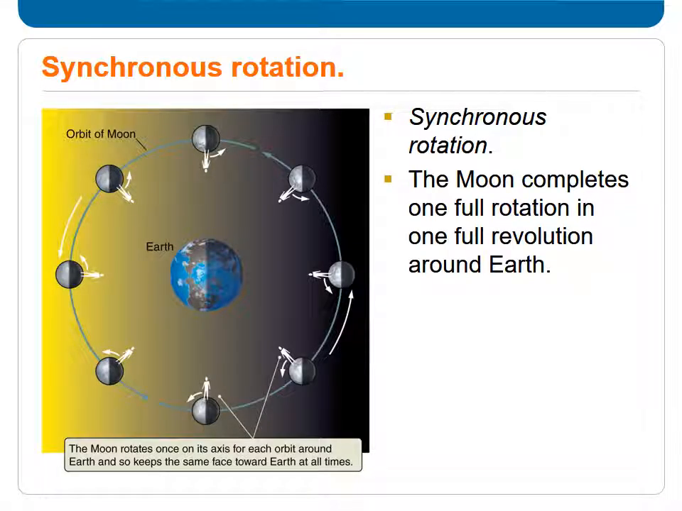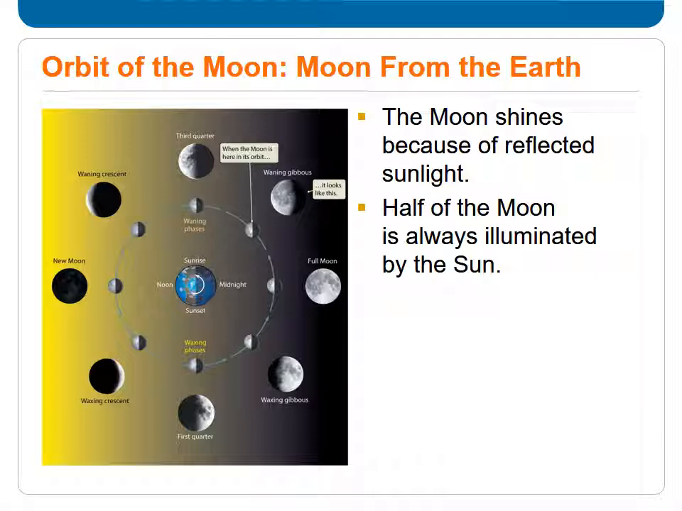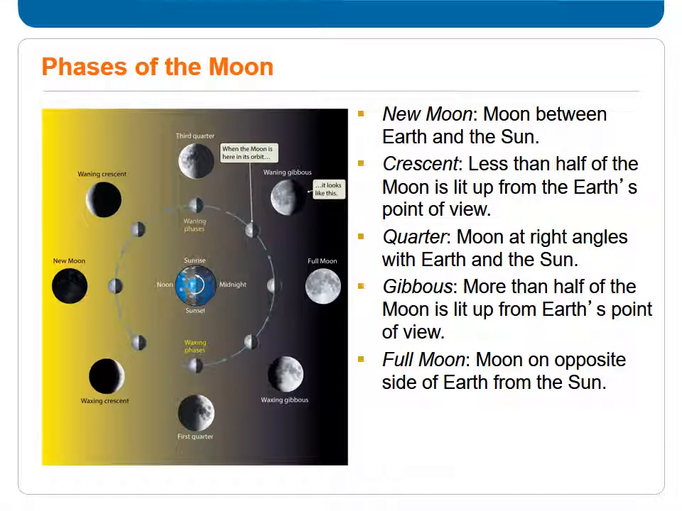The moon spins on its axis once per orbit around the Earth. This is called synchronous rotation. The moon shines because of reflected sunlight. Half of the moon is always illuminated by the sun. The phase of the moon is determined by how much of that bright side we see.